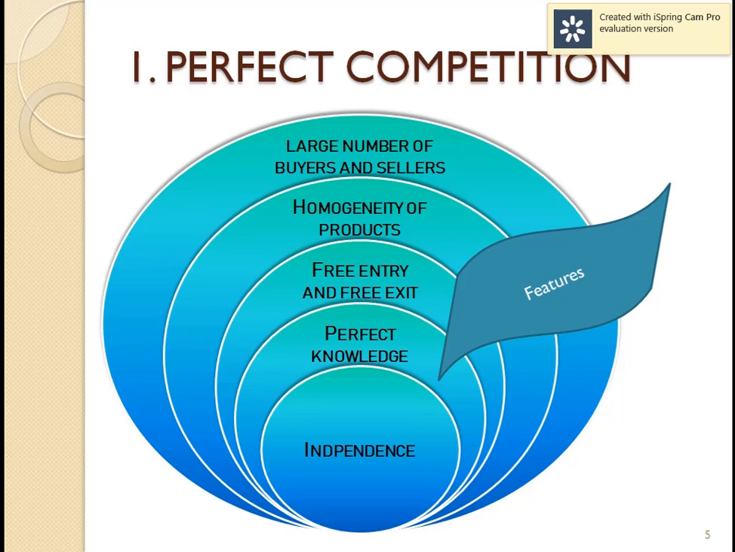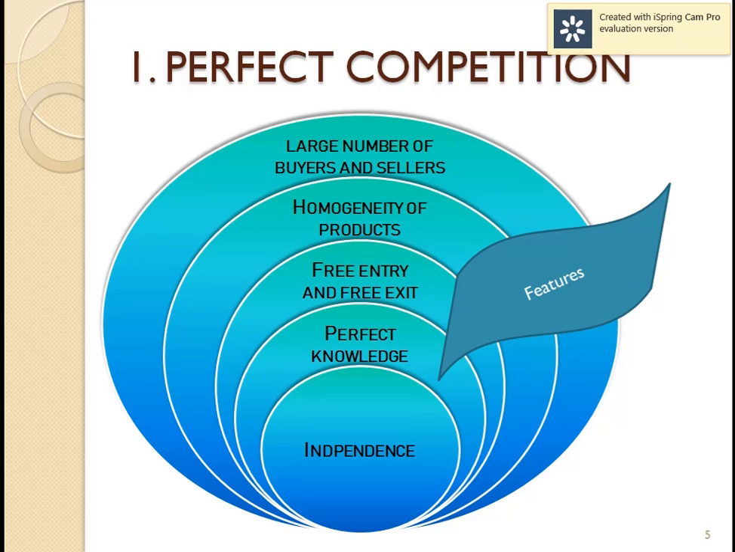Third one is free entry and free exit. This one is very important because under imperfect competition we do have barriers to entry and exit, but under perfect competition we do not have such. Next would be perfect knowledge. All sellers will get to know what kind of quality they are producing. All buyers will also have that knowledge. They will have perfect knowledge about price. They will have perfect knowledge about how many people are selling and what they are selling. So perfect knowledge and complete information about the market will be available in perfect competition.